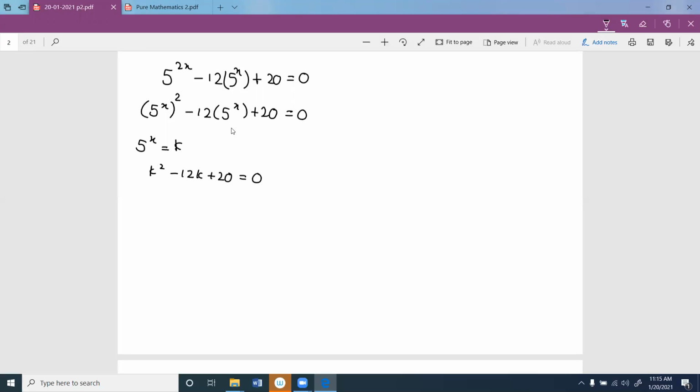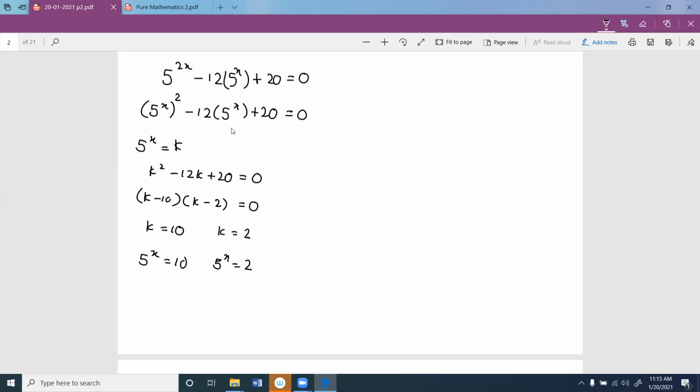Right. Then I can simplify this. That turns into k minus 10, k minus 2 equals 0. That is k equals 10. The other one is k equals 2. Then k equals 10 means 5 to the power x equals 10, because we got k as 10 and we need to solve for x. And 5 to the power x equals 2, right?